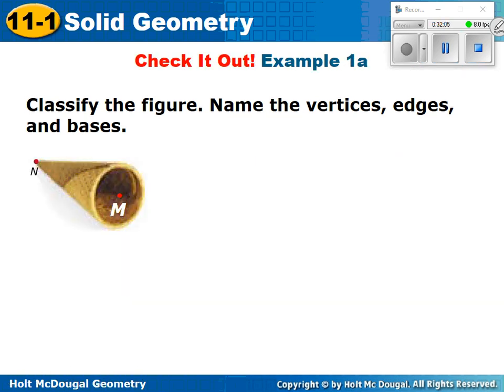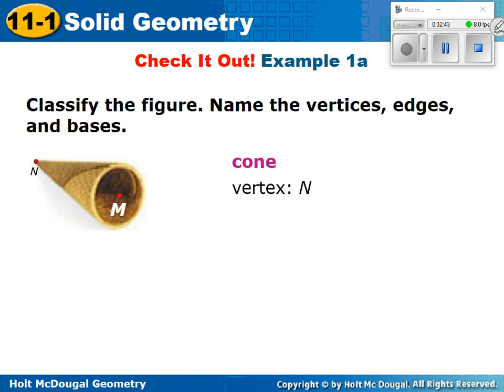It's a cone. Be careful on the cone. How many vertices does the cone have? Only 1. This point M is not a vertex. Point M is the center of the circular base. So be careful. The only vertex is the point at the top, N. How many edges does it have? None. There are no edges. Edges have to be line segments. When you feel the cone and actually look at it, this is all curved. There are no straight edges. This is all curved as well, so there are no straight edges. There are no edges on a cone.